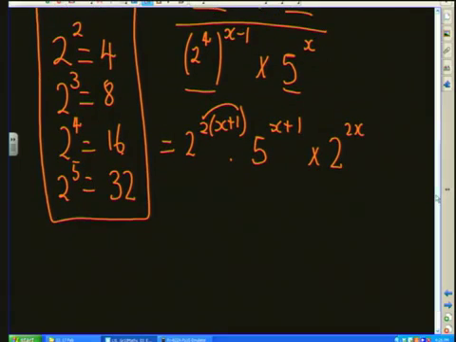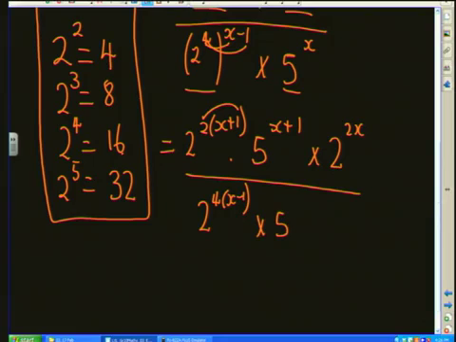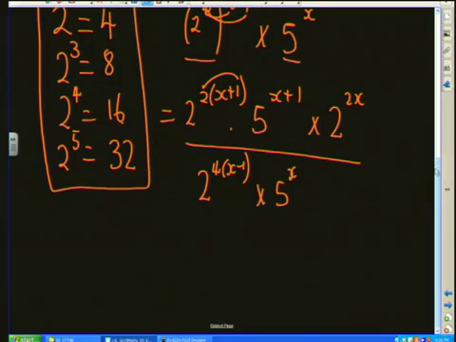Okay, and then at the bottom, in the denominator, we have 2 to the power of 4 raised to the x minus 1. Raising a power to a power, we multiply the powers, so it's going to be 4, and again, when it's 2 terms, rather keep it in a bracket, so you remember that each element has to be multiplied by your exponent, and then we just bring down the 5 to the x. All right. We can then simplify that a little bit further.